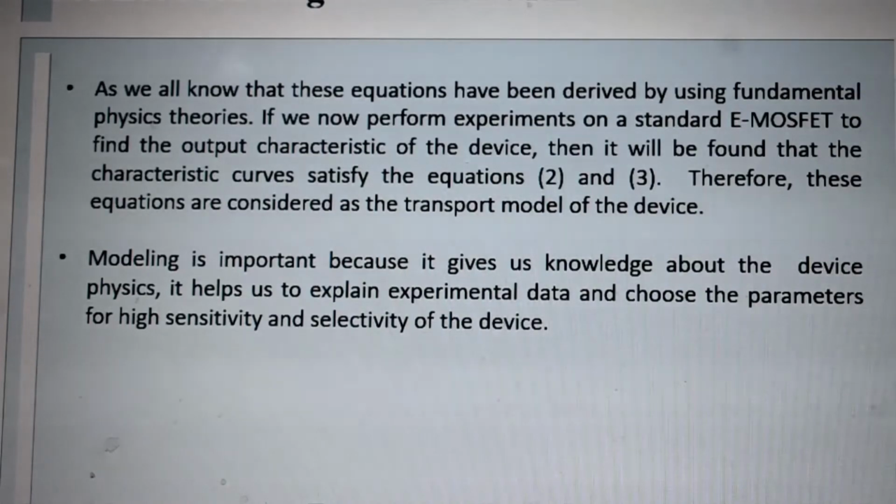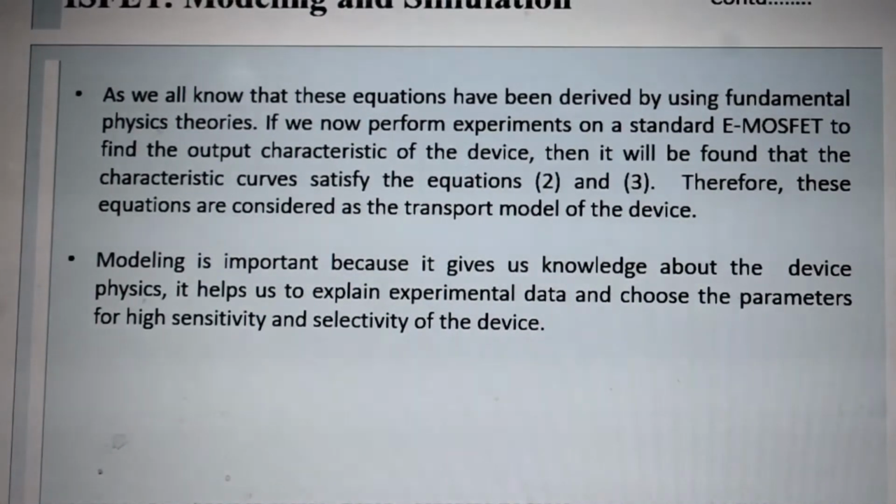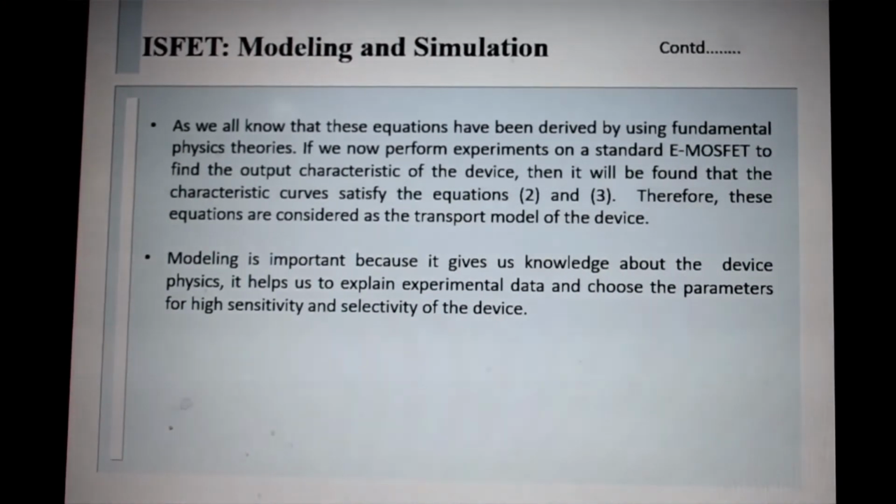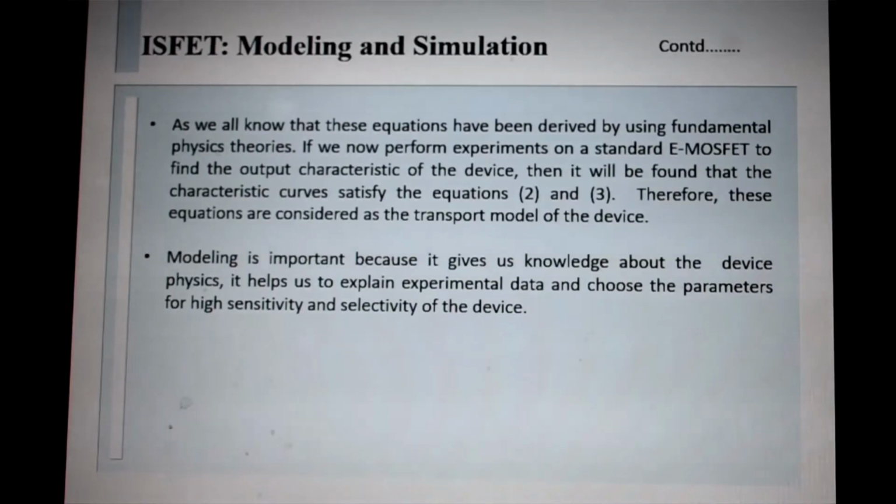Why is modeling important? Because it can give us knowledge about the device physics. Modeling also helps us to explain experimental data. Modeling also helps us to choose the parameters for high sensitivity and selectivity of the device. So that is why modeling is very important.